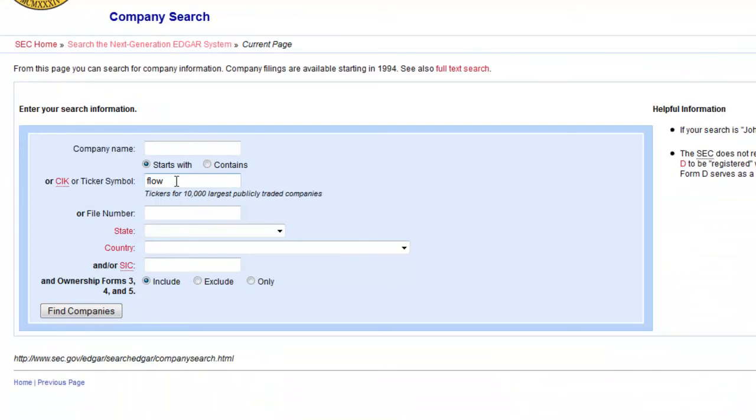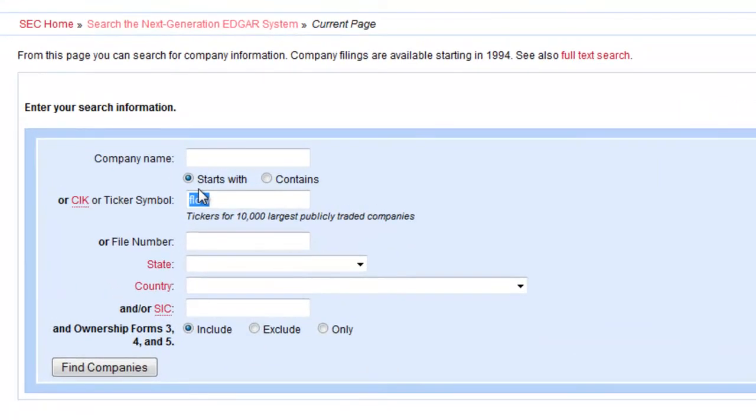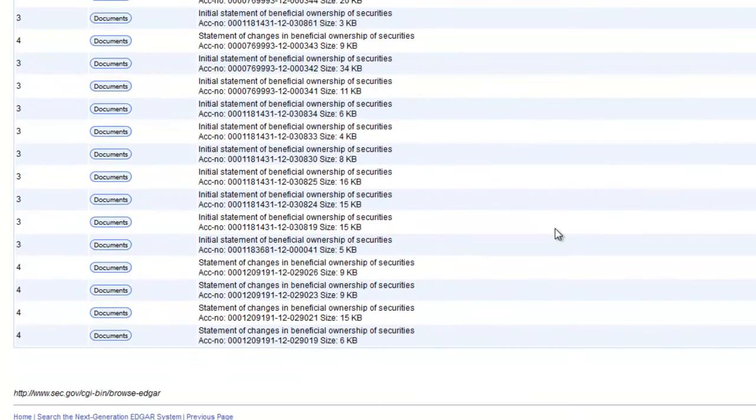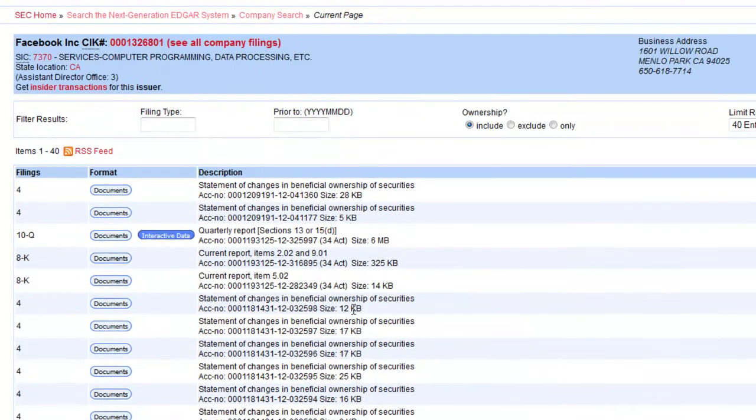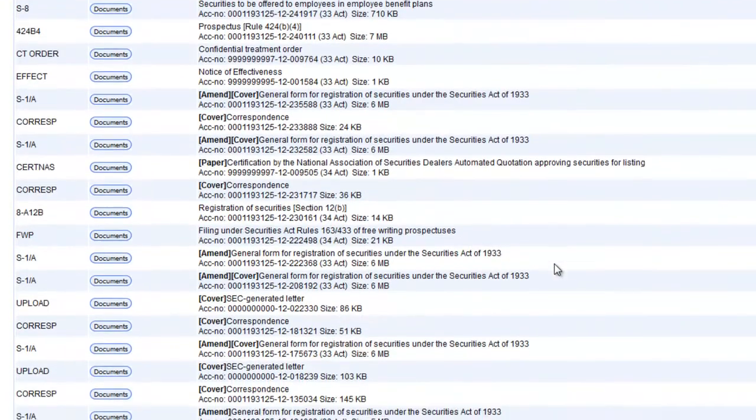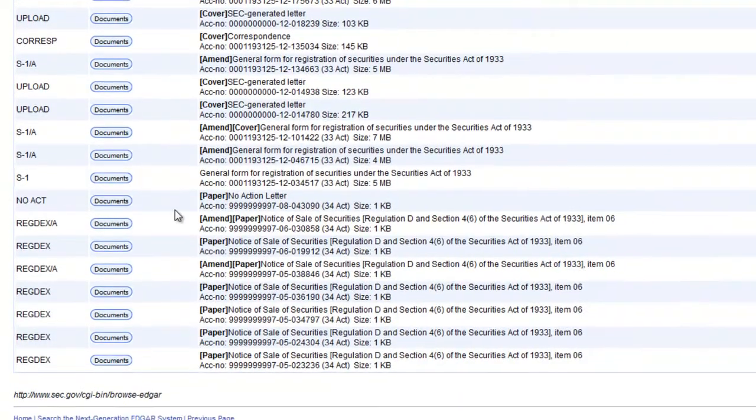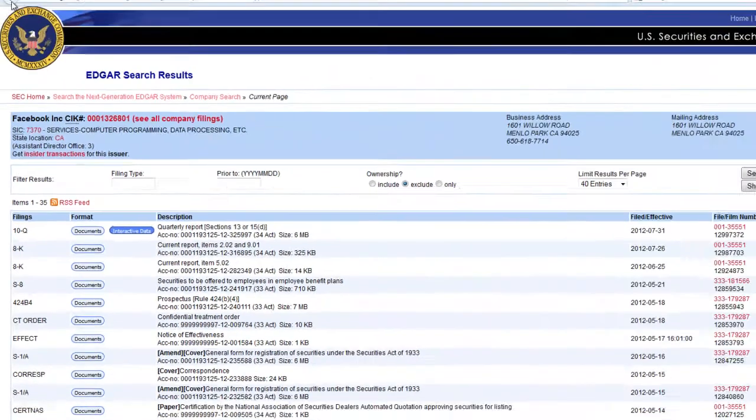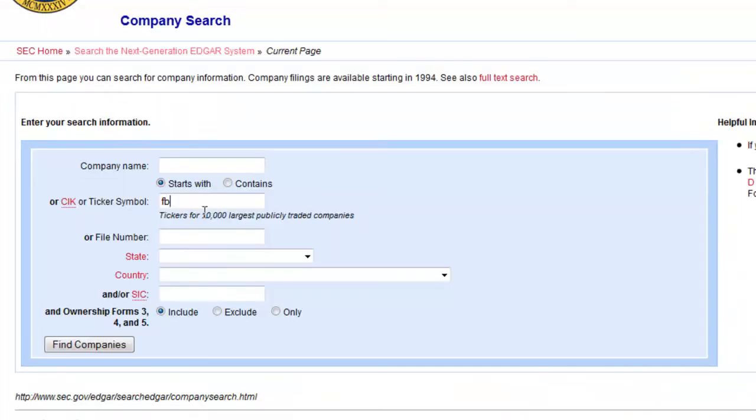to the search, and instead of using Flow, let's use Facebook with a ticker symbol of AFB, and now we go down. Notice one thing, how we are seeing so many forms for. So let's exclude them. And now when we go down, we can definitely see a registration statement S1 for Facebook, which is pretty reasonable because they just recently went public. Let's go back to Flow.